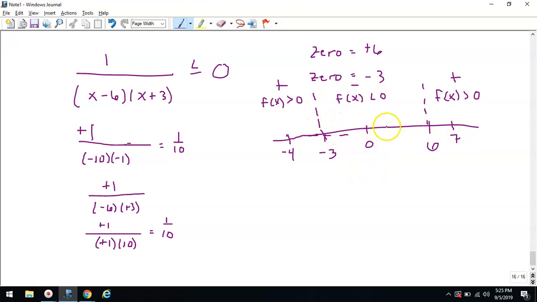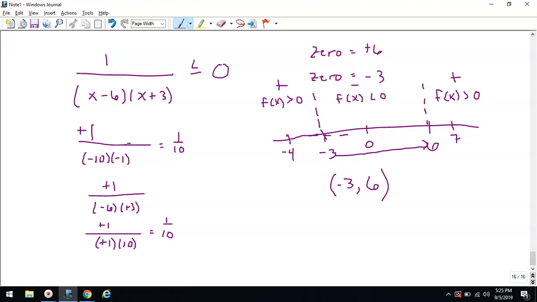So our interval notation is going to be the lowest number x can be is -3, although it can't actually be -3 because that's going to be an asymptote. So we have -3, comma, and x can go all the way up to 6, but it cannot be 6 because that again is an asymptote. So this is going to be where f of x is going to be less than or equal to 0.